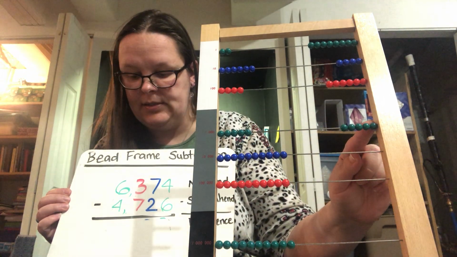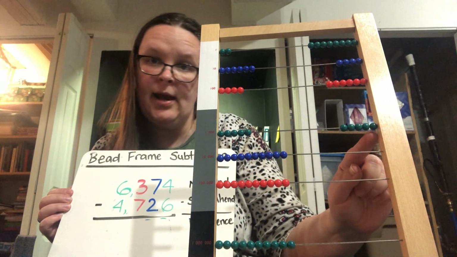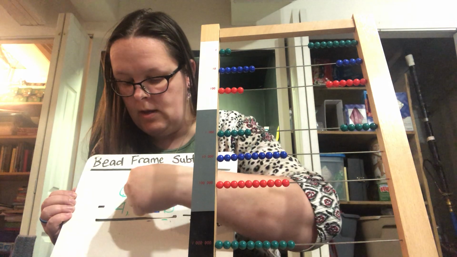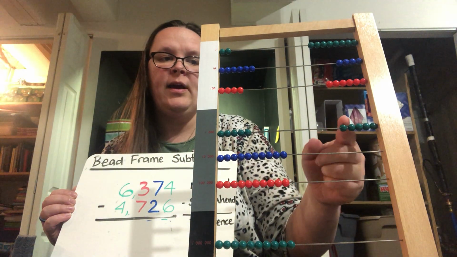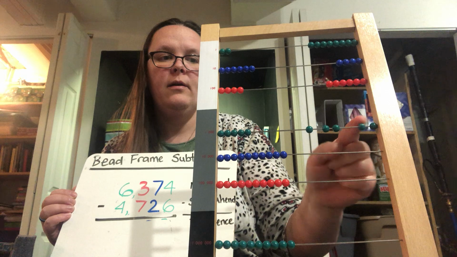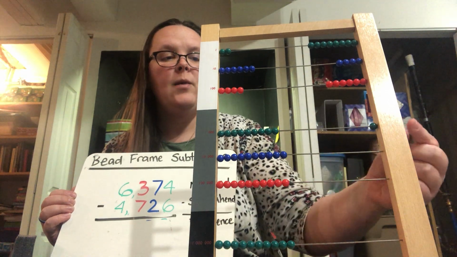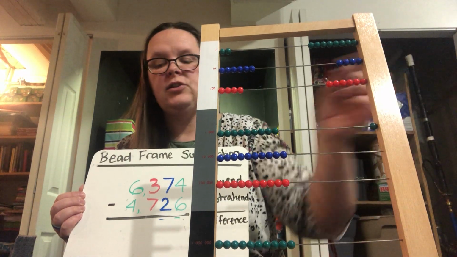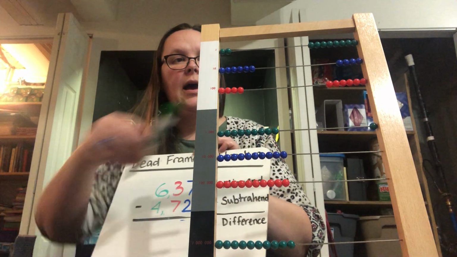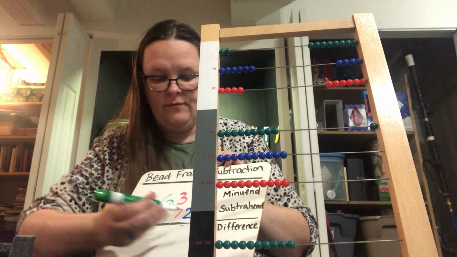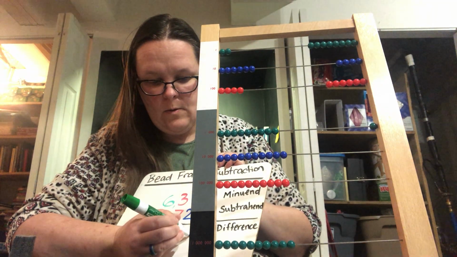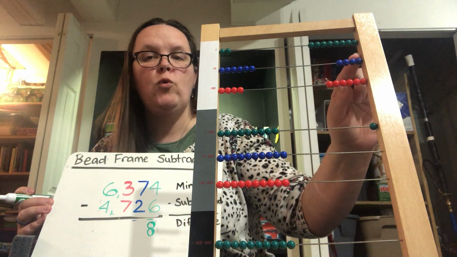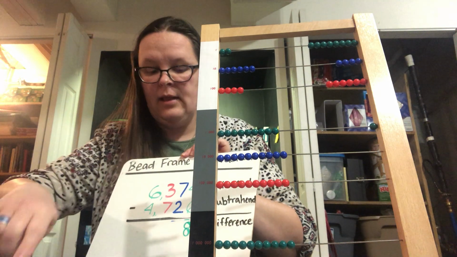Now I'm at my thousands. I did have 6 here, but I had to exchange 1. So now I only have 5 because I had to bring some of them up here. So now I have to take 4 away from the 5 I have. 1, 2, 3, 4. What I have left is the difference. So let's start with the units. I have 8 units left. I have 4 tens left.